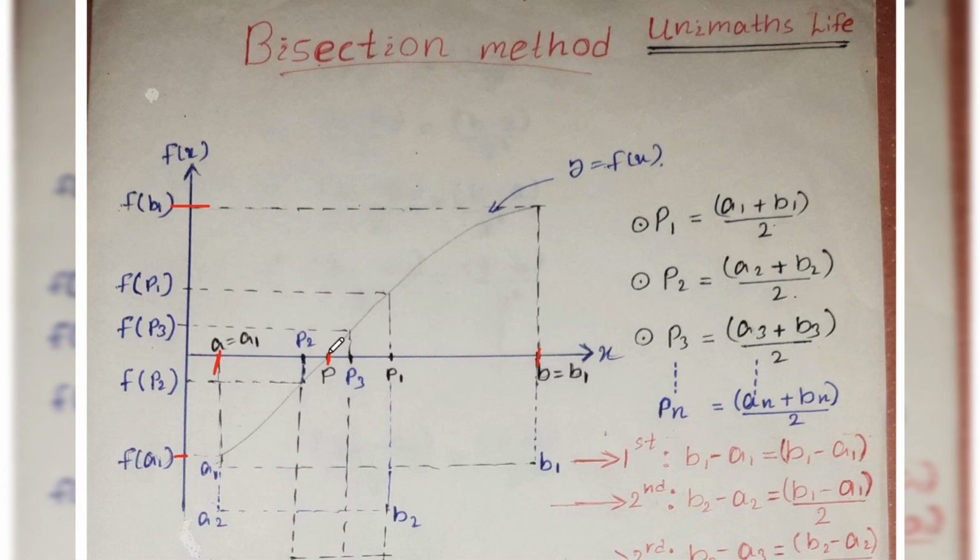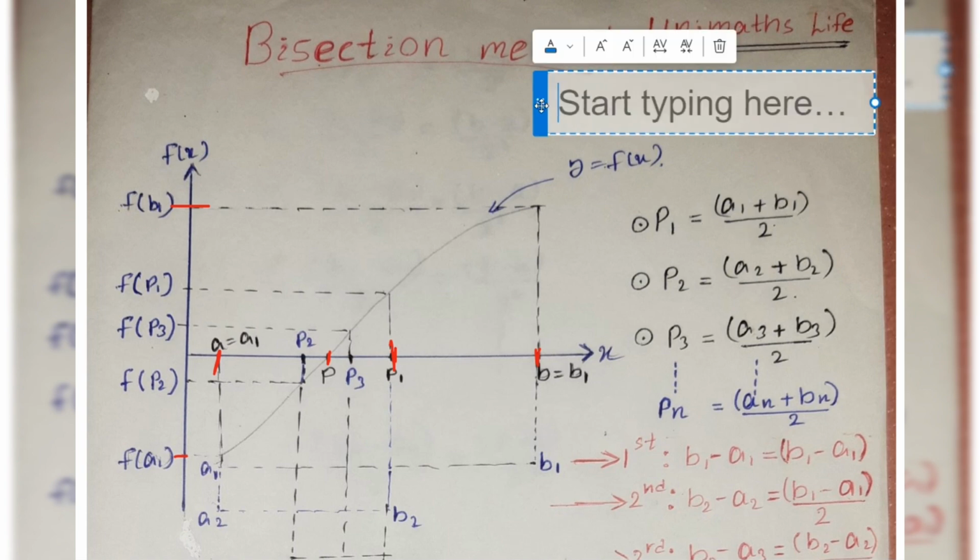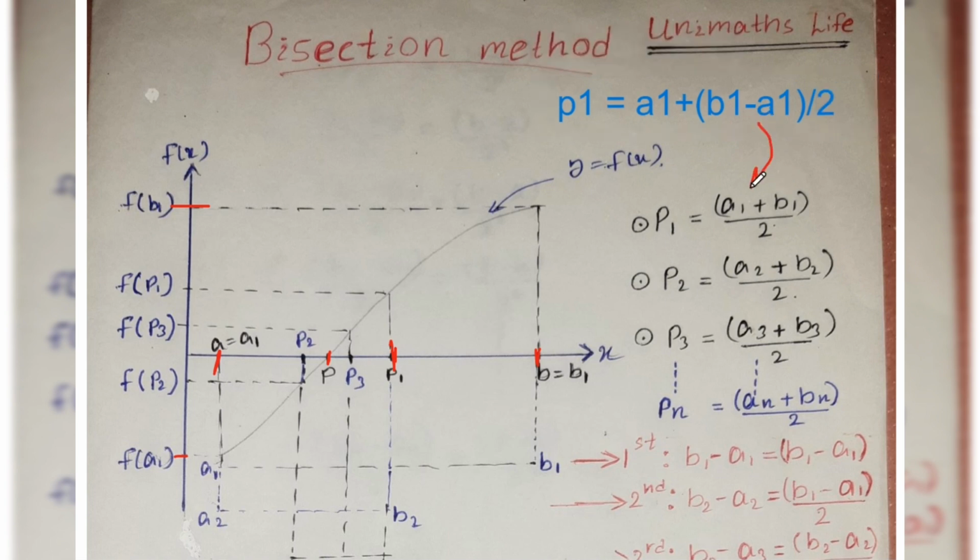The first step is that we have to reduce this interval, approaching p. So we have to get the midpoint between a1 and b1. It is p1. p1 is equal to (a1 + b1) over 2. Otherwise p1 can be written as p1 = a1 + (b1 - a1) over 2. By solving this equation we can get this.